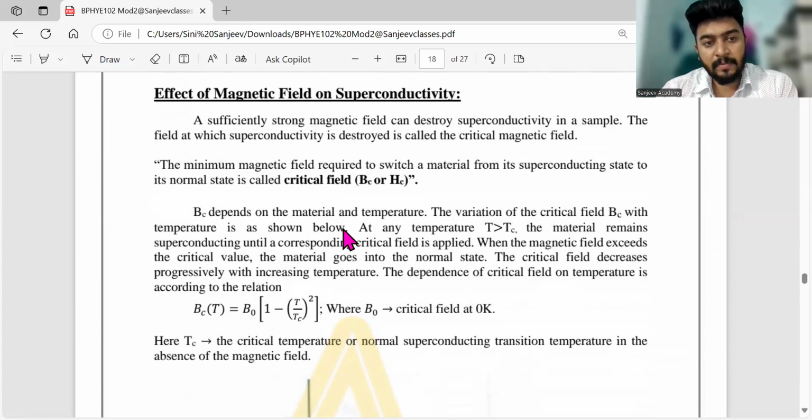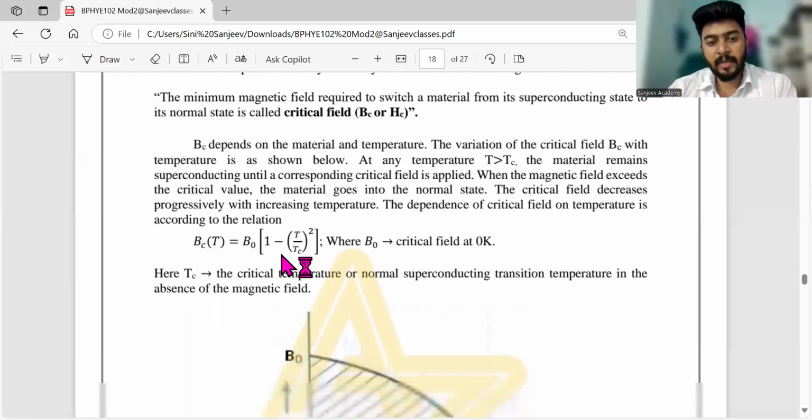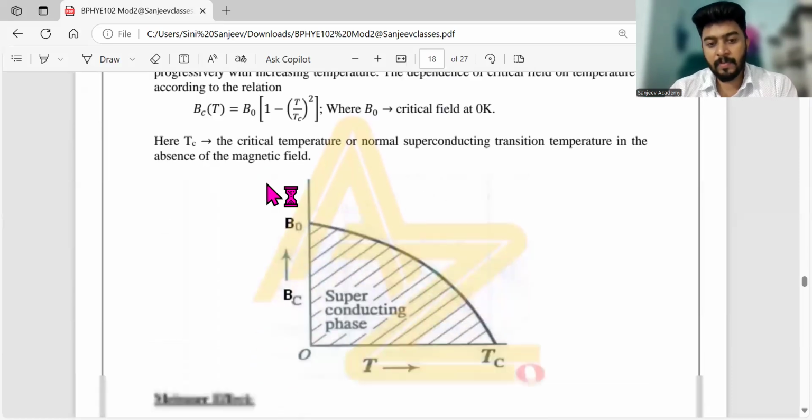Effect of magnetic field: the minimum magnetic field required to switch a material from its superconducting state to the normal state. So obviously we have to apply an external electric field or magnetic field to make sure that it comes out from its superconducting phase to the normal phase. Draw the diagram and remember this value.